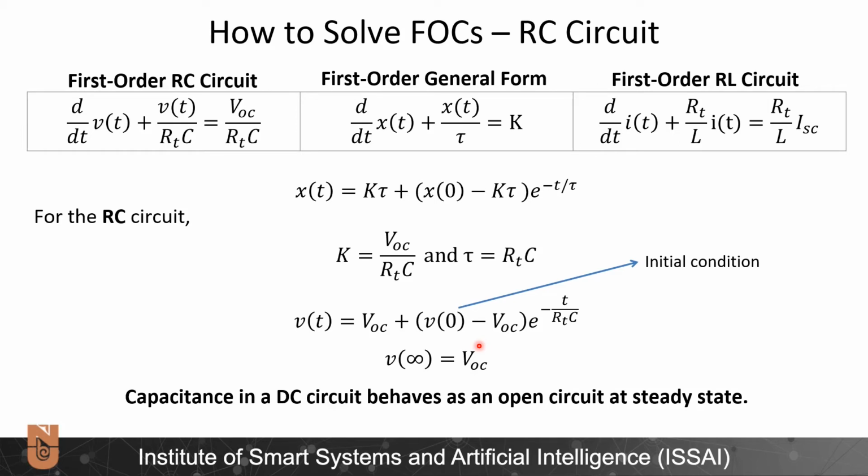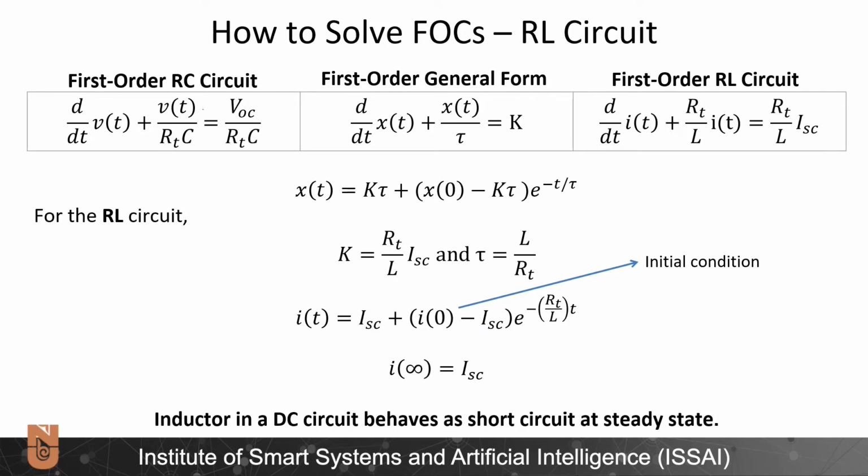And when I look at this, I realize that the term on the right with the exponential decay will converge to 0 as time goes to infinity. Therefore, V infinity will be equal to V open circuit for a stable circuit. Capacitance in a DC circuit, therefore, behaves as an open circuit in the steady state.